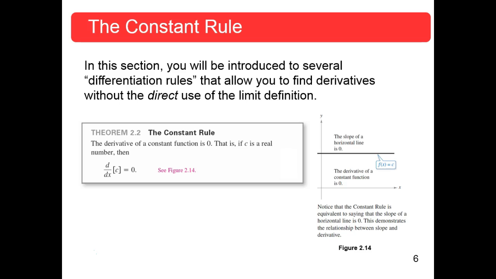The derivative of a constant function: guess what the slope of a horizontal line is? What's the slope? 0. It's not positive, it's not negative. It's not going up, it's not going down, it's 0. That is, if c is a real number, then d by dx of c is 0. Always. The slope of a horizontal line is 0. Notice that the constant rule is equivalent to saying that the slope of a horizontal line is 0, which is exactly true. That demonstrates the relationship between slope and derivative.